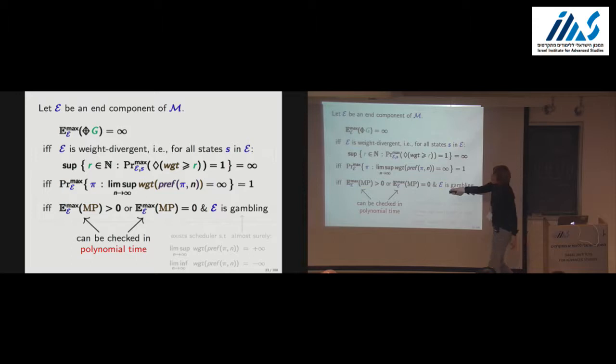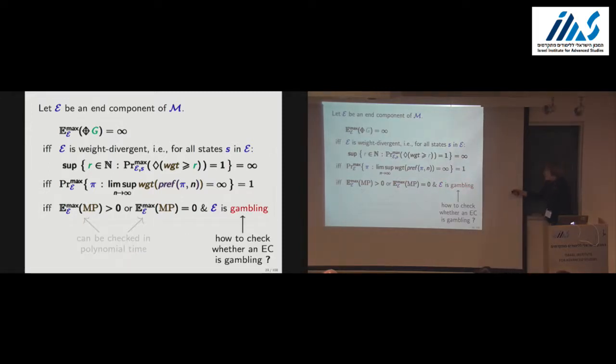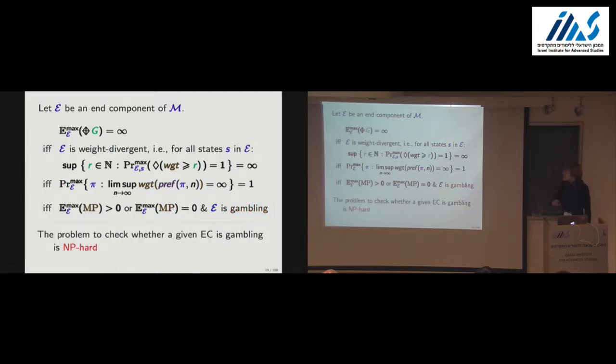Well, now these two things: you have seen that computing the maximal mean payoff in a strongly connected MDP is doable using a linear program. This can be checked in polynomial time. But what about this gambling condition? Indeed, it can be shown that if you just start with an end component or a strongly connected MDP and you ask whether there is such a gambling scheduler, then this is an NP-hard problem.